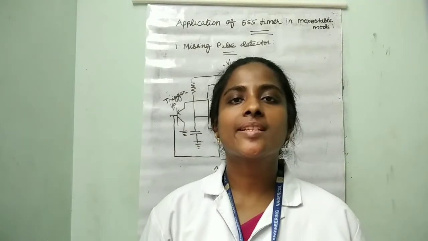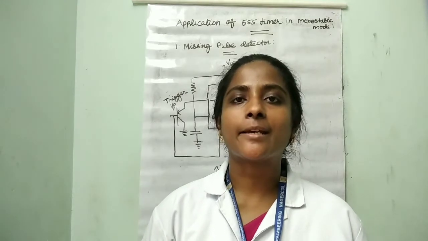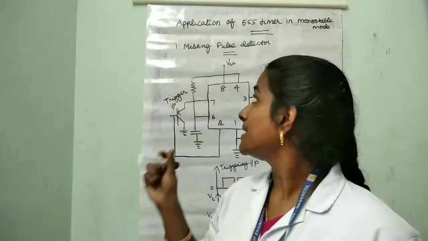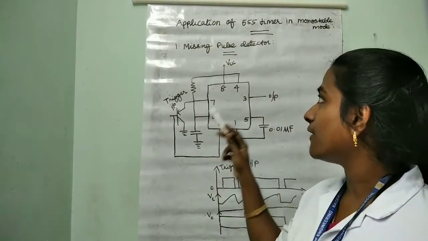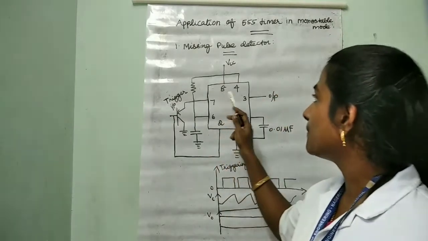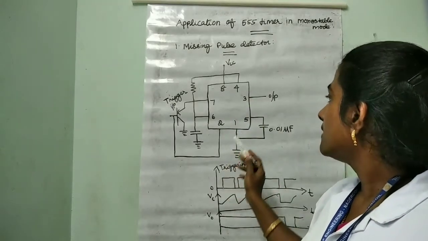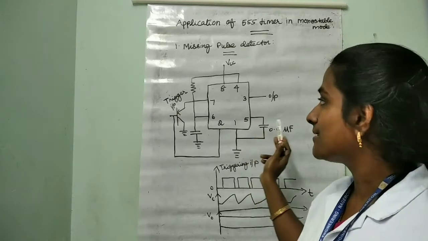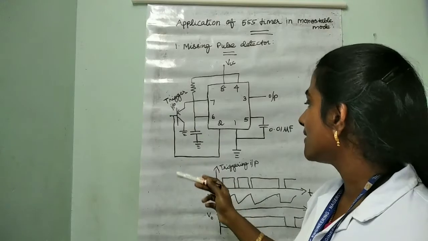Today I am going to teach about one of the applications of the 555 IC timer in monostable mode, that is, the missing pulse detector. This is the pin diagram for this missing pulse detector. We have 8 pins. Pins 1 and 5 are shorted with a capacitor. The third pin is the output. We have a transistor where the trigger input is given.